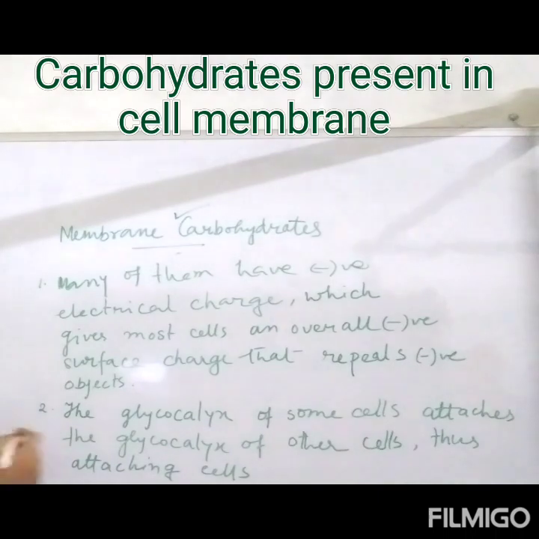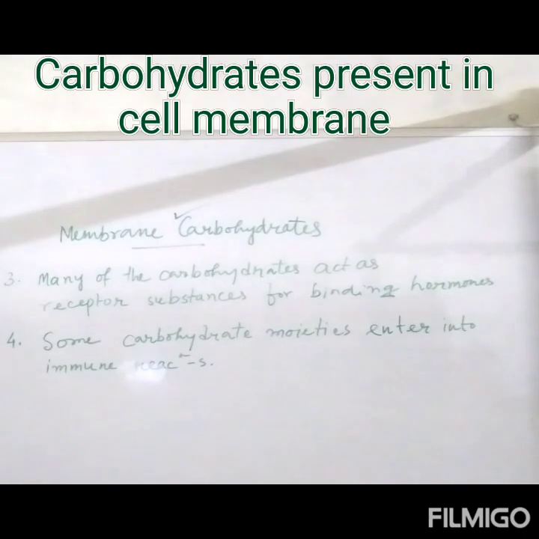Next one, the glycocalyx, which is the outer carbohydrate coat of some cells, attaches to the glycocalyx of other cells, and in this way they attach the cells together. Moving to the next function, many of the carbohydrates act as receptor substances. What are receptor substances? Like those that receive some hormones or enzymes, like insulin.